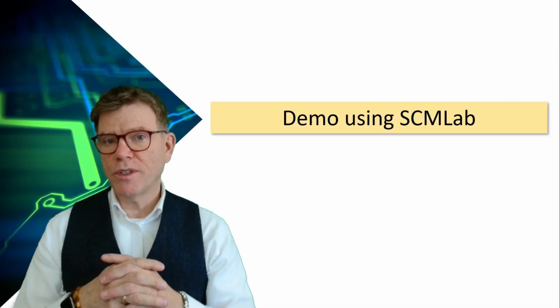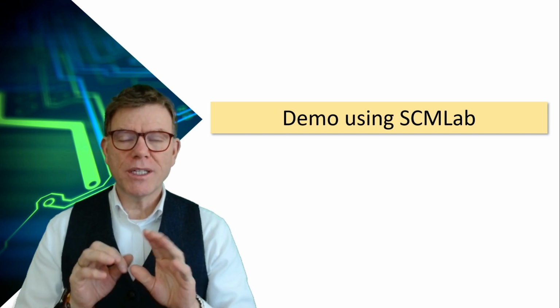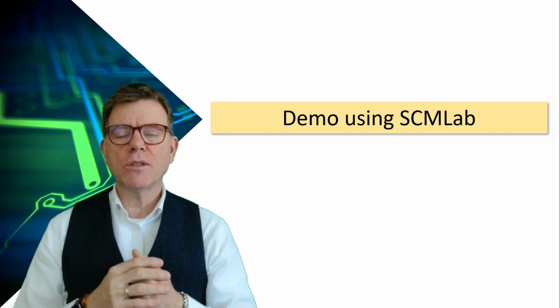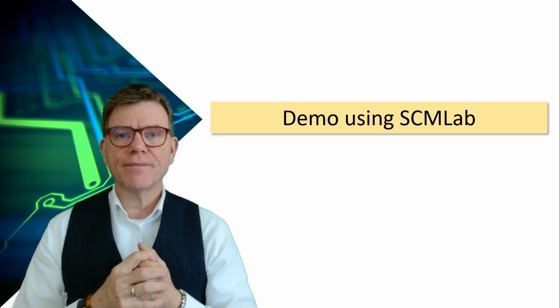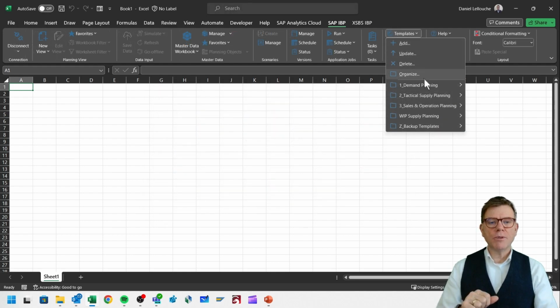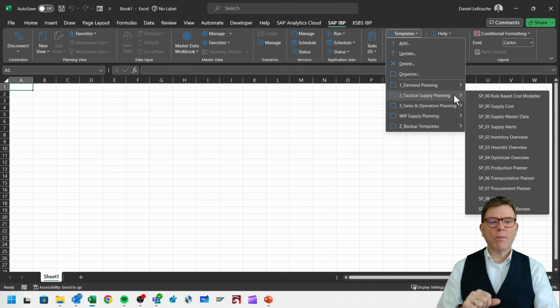I'm pretty sure you wish to see a little bit of the system today, although it's not the main focus. Okay, let's go in SCM Lab to show you some elements of an optimization session. And for that presentation, let me use SCM Lab, which is the rapid deployment, pre-configured solution from Camelot, which covers all processes in IBP, including order-based planning and time series sessions. Let me use the tactical supply planning inputs. I'm not going to discuss cost for today, the rule-based cost modeler from Camelot or the supply cost management, but I will directly use the optimizer overview.